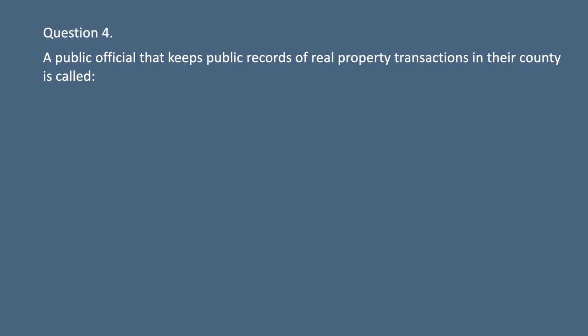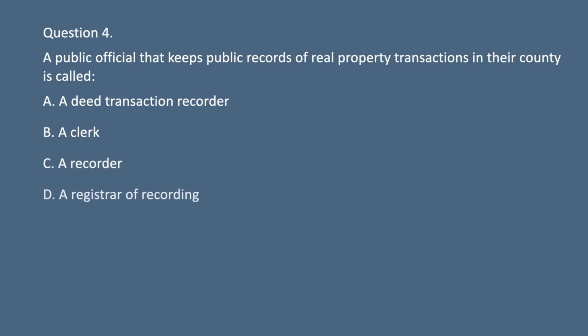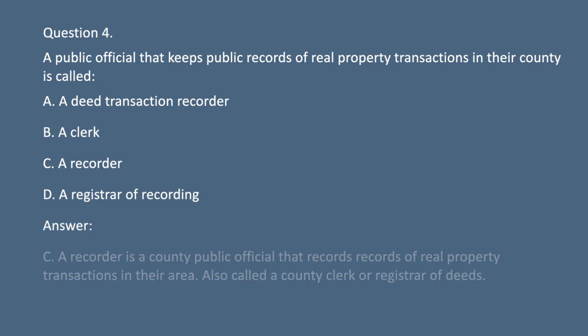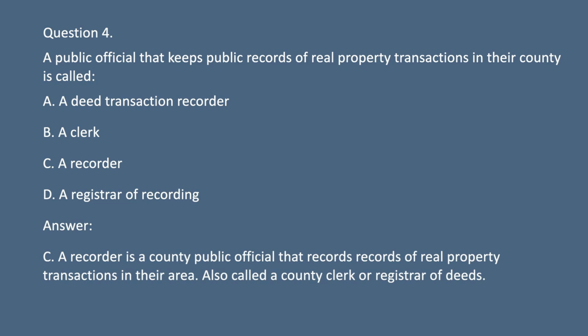Question 4. A public official that keeps public records of real property transactions in their county is called A. A deed transaction recorder. B. A clerk. C. A recorder. D. A registrar of recording. Answer. C. A recorder is a county public official that records real property transactions in their area. Also called a county clerk or registrar of deeds.